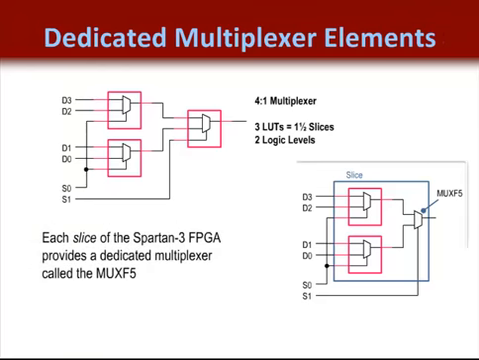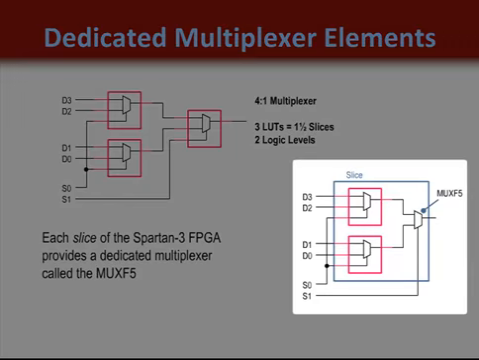With the newer device families, you have access to the F5, F6, F7 and F8 MUXs. These are used to build 4-to-1, 8-to-1, 16, and 32-to-1 MUXs, respectively. In this example, we use the MUXF5 to group the outputs of the 2 LUTs in the same slice to make a 4-to-1 MUX.